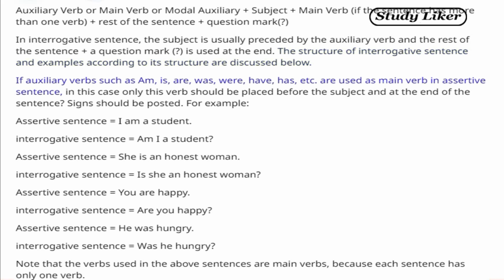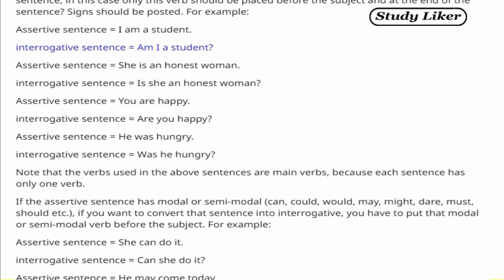If auxiliary verbs such as am, is, are, was, were, have, has, etc. are used as the main verb in an assertive sentence, in this case only this verb should be placed before the subject, and a question mark should be placed at the end of the sentence. For example, assertive sentence: I am a student. Interrogative sentence: Am I a student?